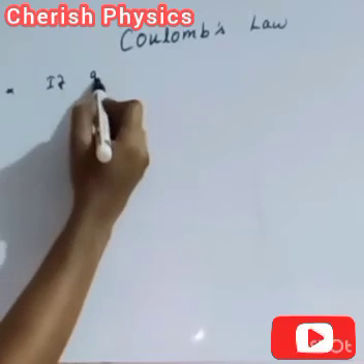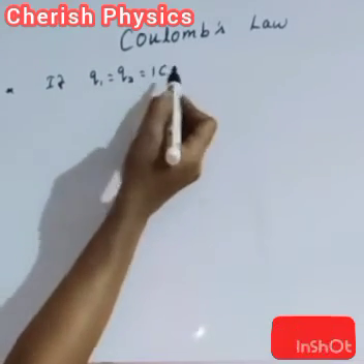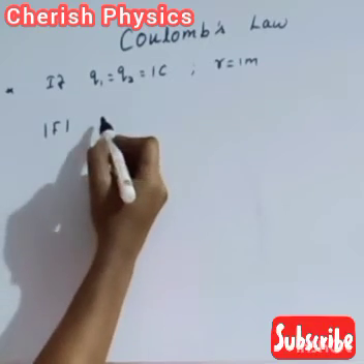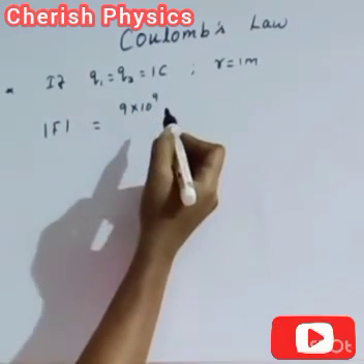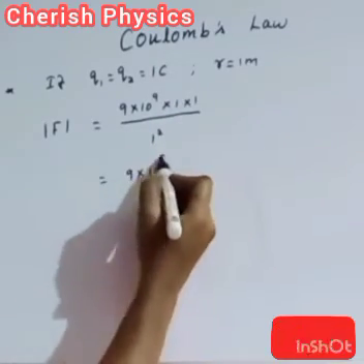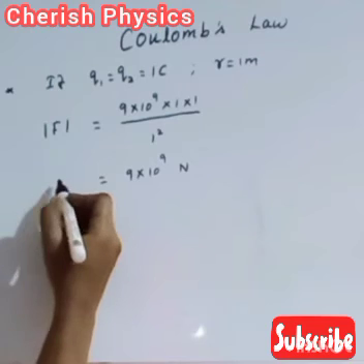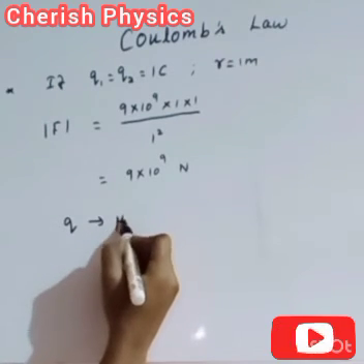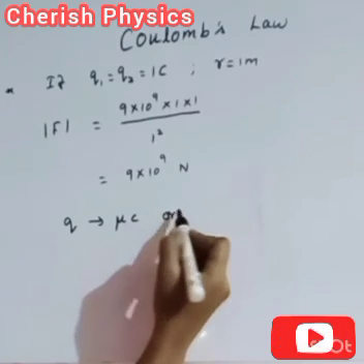If two point charges of 1 coulomb are separated by a distance of 1 meter, then the magnitude of F is equal to 9 into 10 power 9 into 1 by 1 squared, which is equal to 9 into 10 power 9 Newton. This value is a huge quantity, but in practice, in day-to-day life, we use charges of the order of micro coulomb and nano coulomb.